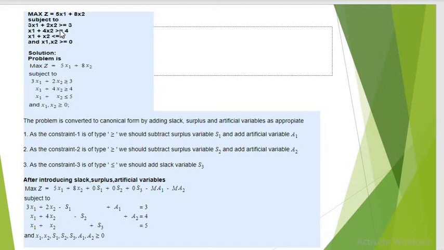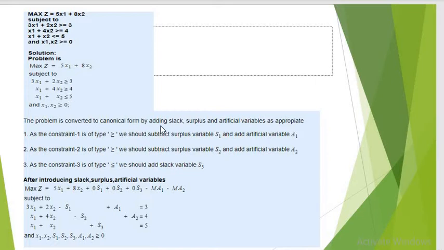Next problem is maximize z equal to 5x1 plus 8x2 subject to 3x1 plus 2x2 greater than or equal to 3, x1 plus 4x2 greater than or equal to 4, x1 plus x2 less than or equal to 5, and x1, x2 greater than or equal to 0. Here there are two variables, three constraints.